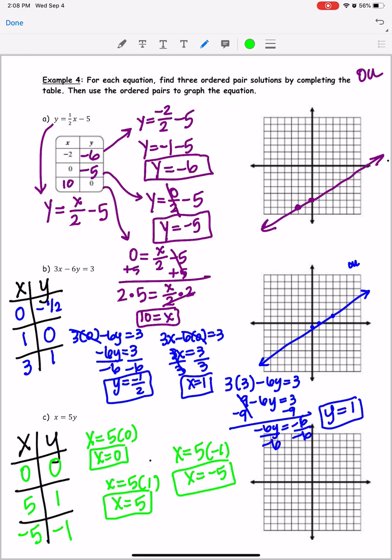When it is solved for a variable, it's a lot easier to plug into the other one. That way you're just getting that number. You're just evaluating the other side. You don't have to move anything around. So, plot these points. 0, 0, that's your origin. 5, 1, OU. We're going over 5 and then up 1. So over 1, 2, 3, 4, 5, up 1.